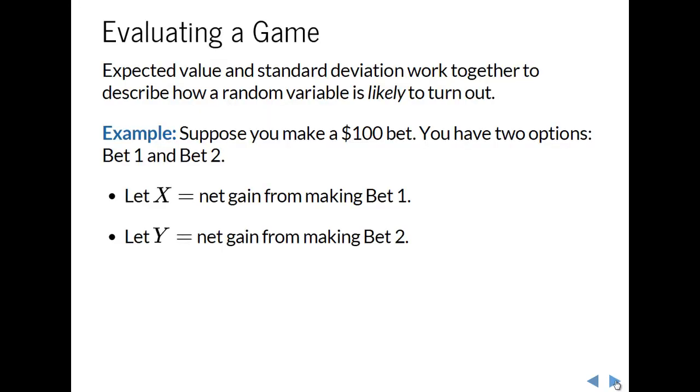Expected value and standard deviation work together to paint a picture of how a random variable is likely to turn out. So for example, suppose you have 2 options for a $100 bet. We will define the net gains for the 2 options as random variables. So let's let capital X be the net gain from making bet 1, and we'll let capital Y be the net gain from making bet 2. It would be useful to have an idea how each of these random variables might turn out in order to make the most educated bet.